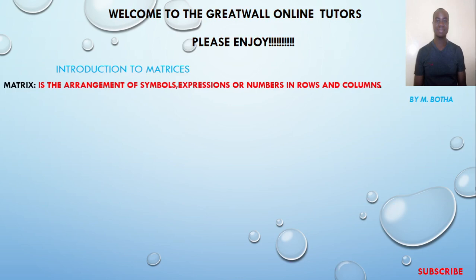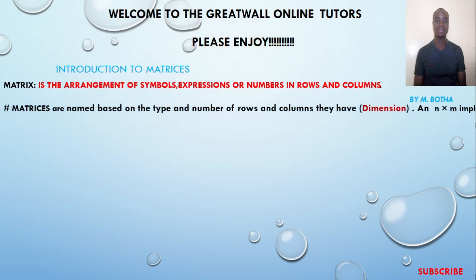So right away, let's start by defining what a matrix is. A matrix is simply the arrangement of symbols or expressions or numbers in terms of rows and columns. Now matrices are named based on the number of rows and columns they have, which is called the dimension of a matrix. So the dimensions of different matrices tell us the type of matrix it is.